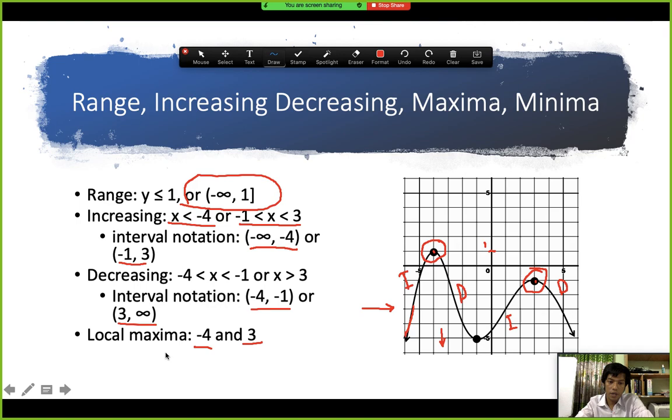And if you ask what is the value at minus 4, you will say that at minus 4 the value is 1, and at 3 the value is minus 1. These are the values.